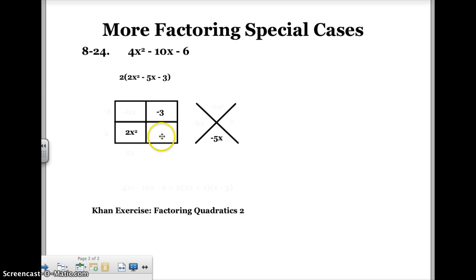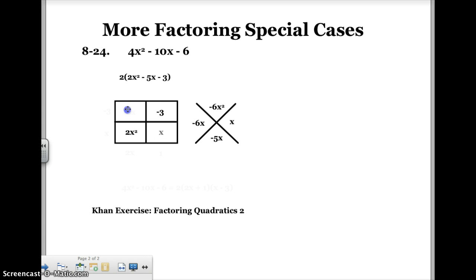But the product of these two boxes has to be the same as the product of these two boxes. 2x squared times negative 3 is negative 6x squared. So I'm going to have to find a product of negative 6x squared and a sum of negative 5x. Since it has a negative product, I know one of my factors has to be positive and the other has to be negative. And if I look at my two factors, my bigger one has to be negative and the positive one's got to be smaller. So my two factors I figured out are negative 6x and x, because negative 6x times x is negative 6x squared, and negative 6x plus x is negative 5x.